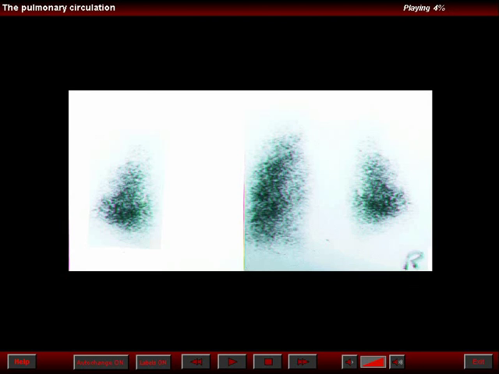The perfusion scan to your left shows no perfusion of the right lung. The ventilatory scan to your right shows hypoventilation diffusely seen throughout the right lung. The diagnosis of a massive obstruction of the right pulmonary artery due to pulmonary thromboembolism was suspected.